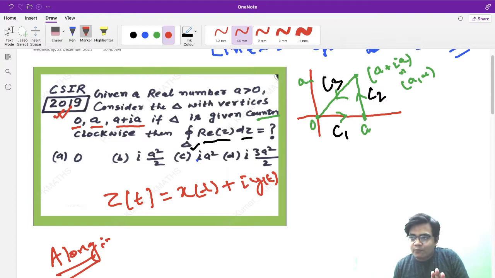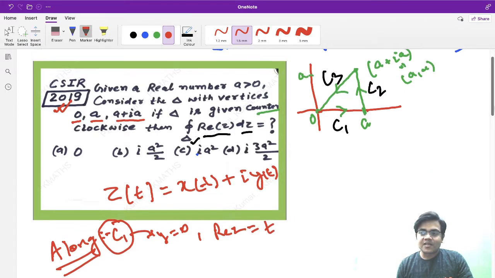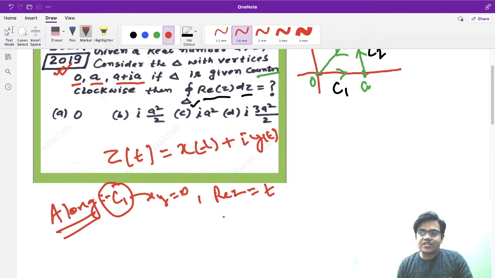For example, if you are moving from 0 to a along the x-axis, then what will be your y along the x-axis, or we can say along c1? Then you will see your y is going to become 0, isn't it? And along this x-axis, certainly x varies. So you can take the real part of z as t. People will say, oh, we should write x, but don't worry. If I am writing t, we are still moving on the x-axis only. So notation is just notation, because we are going to form a definite integration. So let me write real part of z is equal to t, no problem. Now, what are the limits? t lies between where to where? Certainly from 0 to a, isn't it?